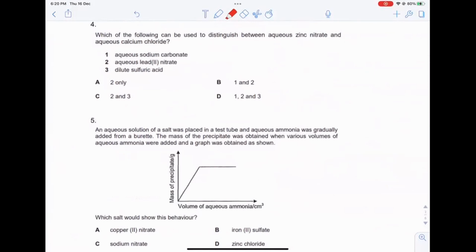So number 4, which of the following can be used to distinguish between aqueous zinc nitrate and calcium chloride? So number 1, sodium carbonate. When this kind of question comes out, you just have to mix and match. Meaning if I use zinc nitrate, I will have zinc carbonate plus sodium nitrate, right? I swap partners, so zinc with carbonate and sodium with nitrate.